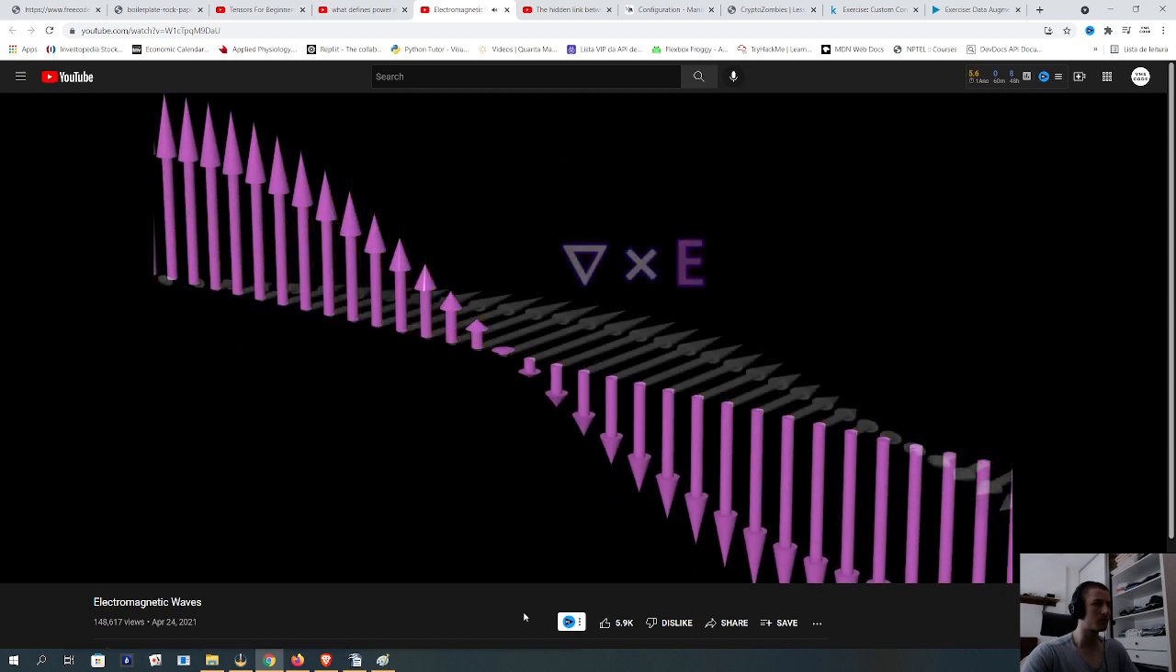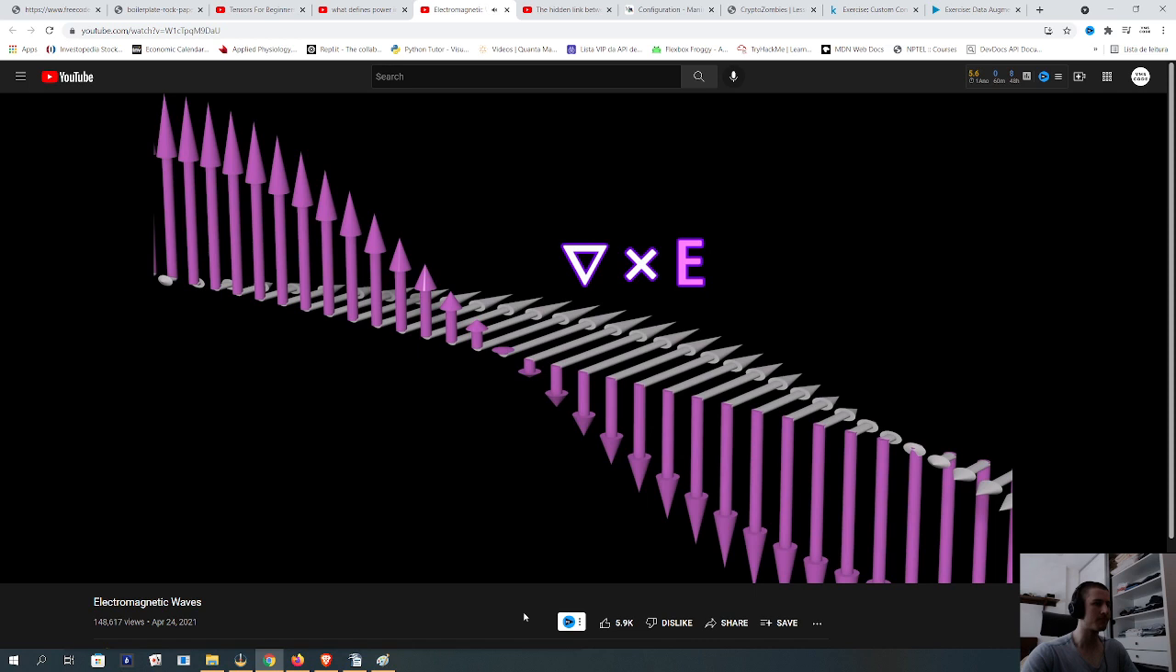Let's now consider the curl of the electric field. The curl of the electric field is equal to the negative of the rate at which the magnetic field is changing.